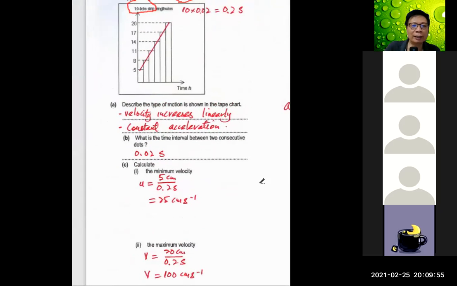Okay, how to get 100? So you take 20 cm. Distance is 20 cm. Time here is also 0.2 seconds. So 20 cm divided by 0.2 seconds, you get 100 cm per second. Okay, so this is minimum velocity. This is maximum velocity. Okay. Clear? Understand?